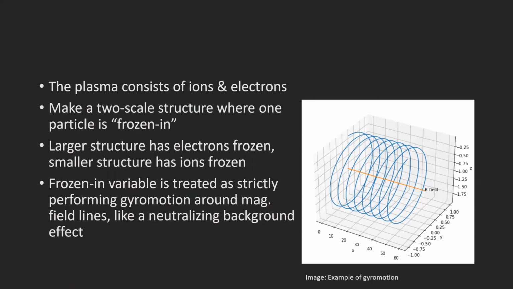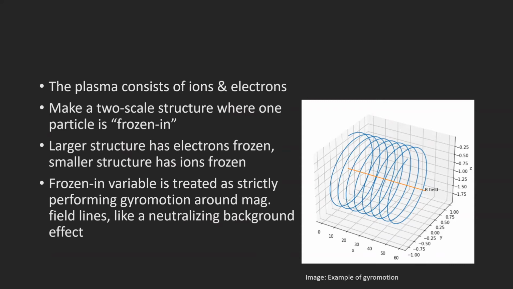Plasma consists of ions and electrons. And so because of this and the size difference between ions and electrons, we can make a two-scale structure where in each scale, one of the particles is considered frozen in. So the larger structure would have ions dynamic and then the electrons frozen in, whereas a smaller structure would be flipped.